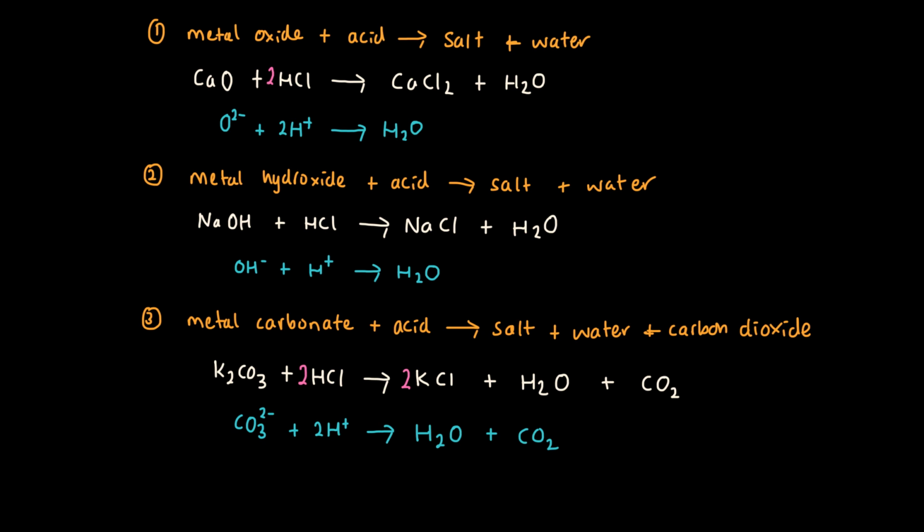These ionic equations are always the same. So whenever you react a metal oxide with an acid, you always get the same ionic equation. And whenever you react a hydroxide with an acid or a carbonate with an acid, the ionic equation will be the same.